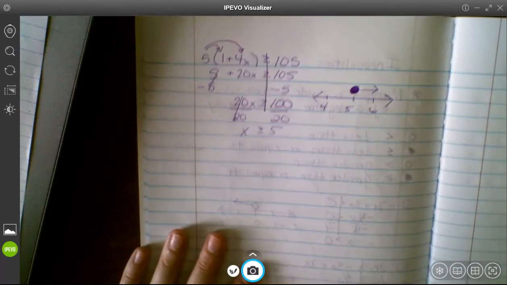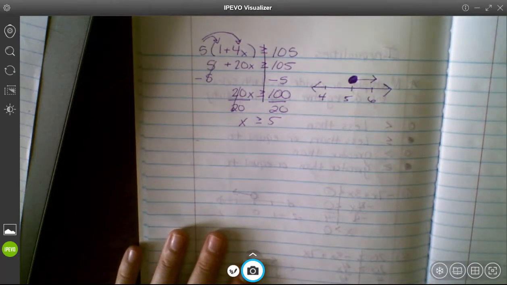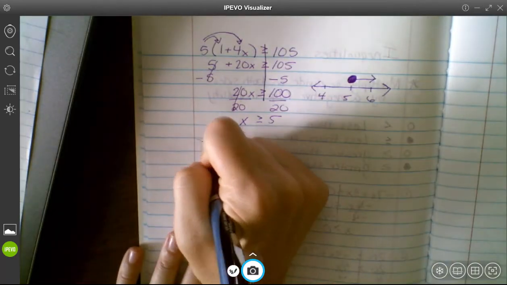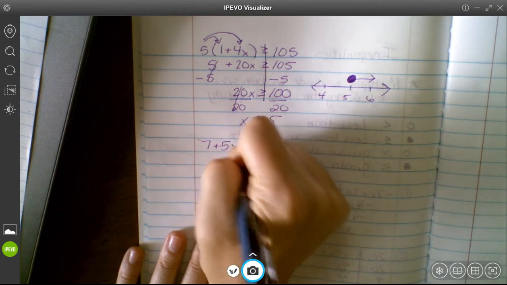Okay, so what if they put variables on both sides, which we did with equations? So let's look at a problem where I have variables on both sides.